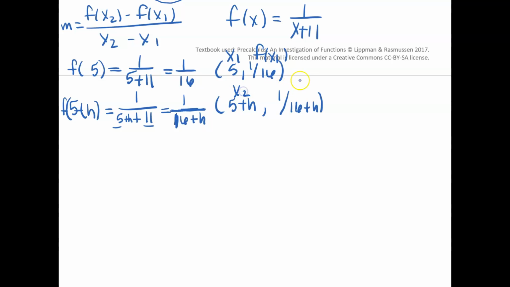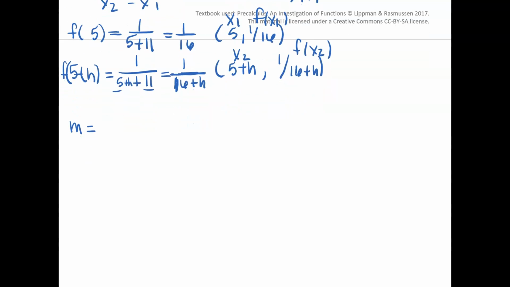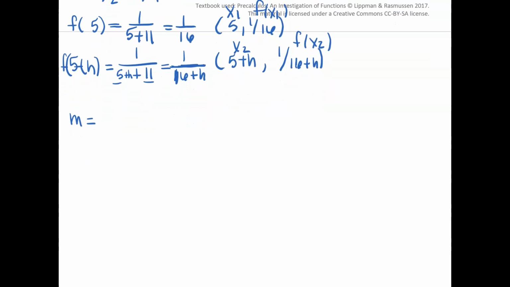So now you've got your x1 and your f of x1, or y1 if you like. You have your x2 and your f of x2, and so I'm going to come down here and plug that into my average rate of change equation. And so that would be 1 over 16 plus h minus 1 over 16, and then that would be 5 plus h minus 5.